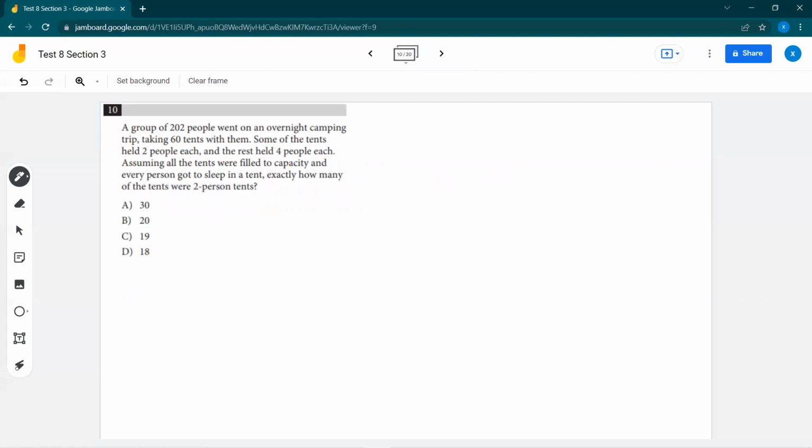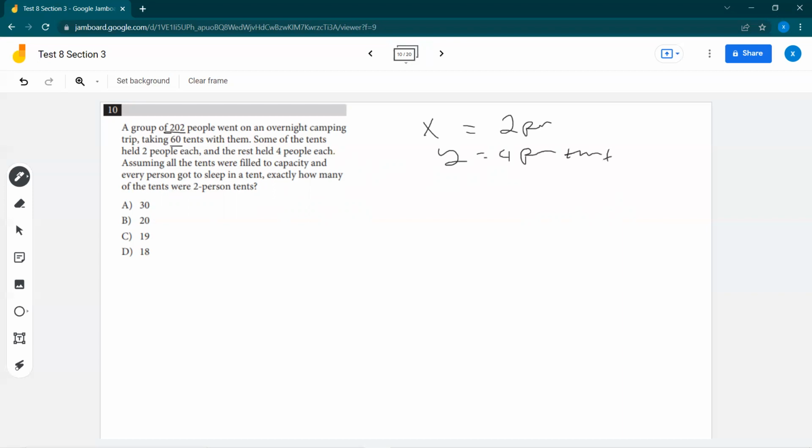Okay, a group of 202 people are going on an overnight camp trip. They're taking 60 tents. So there's 202 people total, 60 tents total. And we have the tents at different capacities, 2 and 4. We're assuming everyone goes in a tent. We want to find how many tents. So this is a systems of equations problem. We know there's 60 tents, and some of the tents hold 2 people, some hold 4 people. So we can say X is a 2-person tent and Y is a 4-person tent.